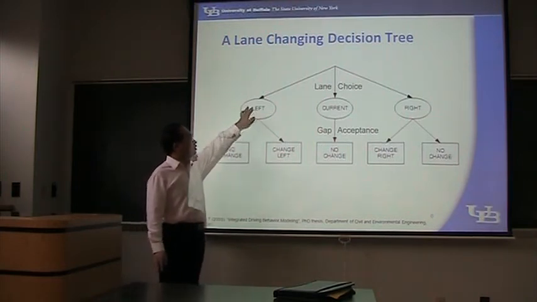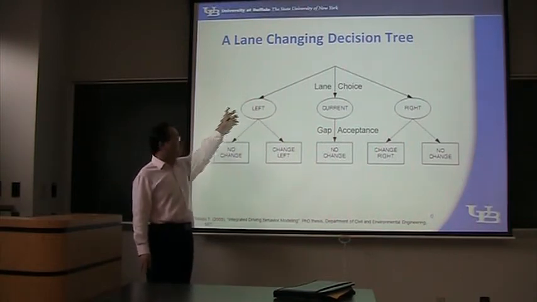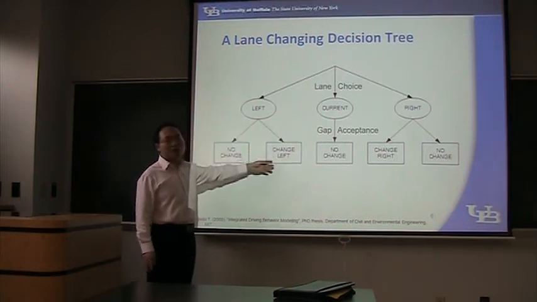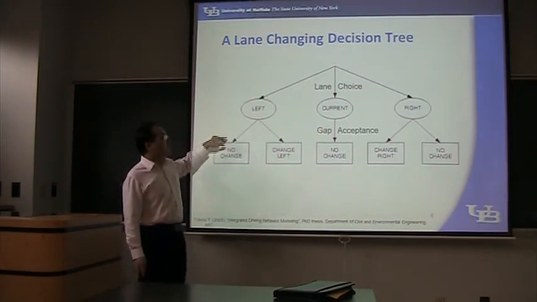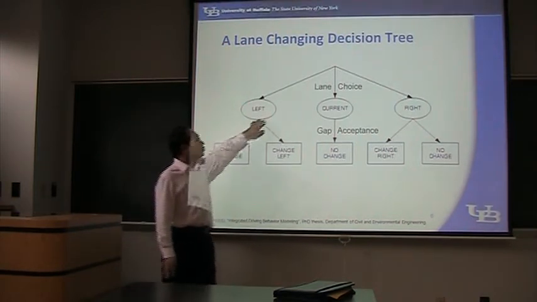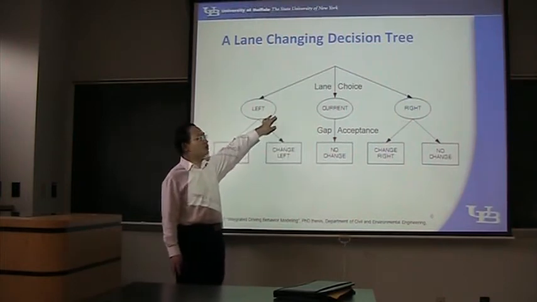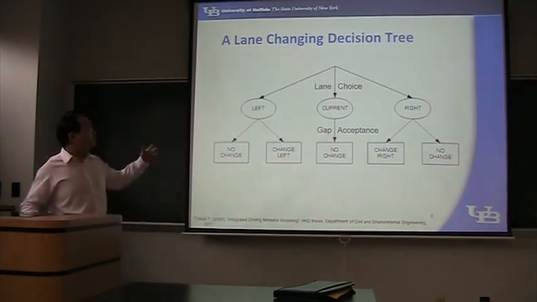If the vehicle, for example, prefers going to the left lane, it checks the gap. If the gap allows, then it changes left. Otherwise, it has no change. This decision tree is very easy to understand, I think. Remember, we have two models, the lane choice model and the gap acceptance model. Any question?